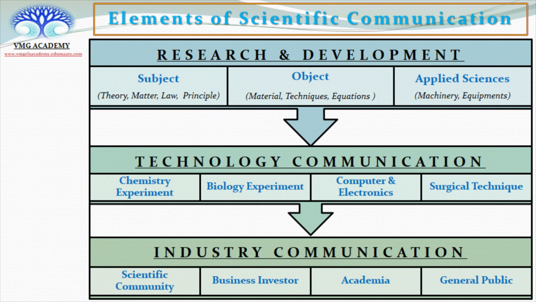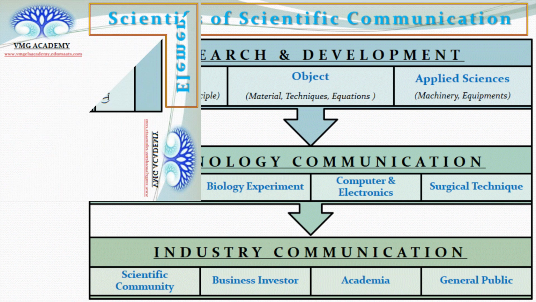The third element, industrial communication, also refers to business communication in science. It deals with various entities involved in the communication process. These could be scientific communities, academic communities, education societies, industrial communities, business professionals, and general public. The extent of communication within and outside these entities depends on various needs of the individual.